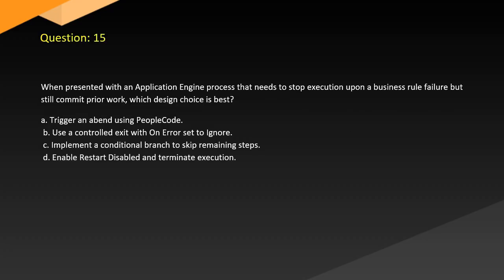Question 15. When presented with an Application Engine process that needs to stop execution upon a business rule failure but still commit prior work, which design choice is best? A. Trigger an event using PeopleCode. B. Use a controlled exit with On Error set to Ignore. C. Implement a conditional branch to skip remaining steps. D. Enable Restart Disabled and terminate execution.